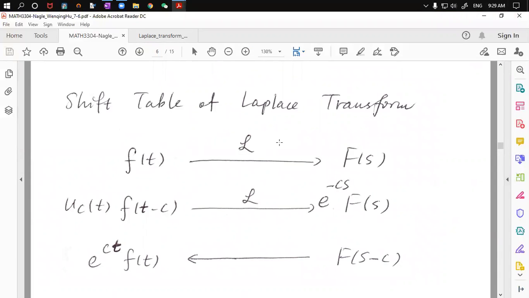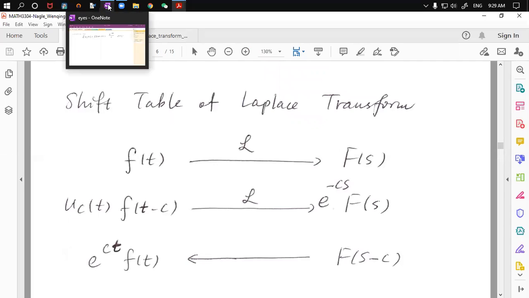Once you understand the shift table of Laplace transform, the next exams of your class will be very simple. But I can guarantee you that if you don't understand the shift table of Laplace transforms, you're going to have a very hard time for your upcoming exams. This is a very important piece of the table of Laplace transforms. So what is a shift table?